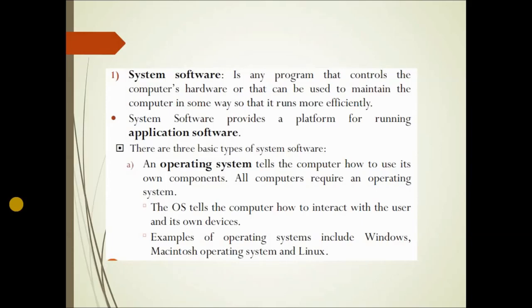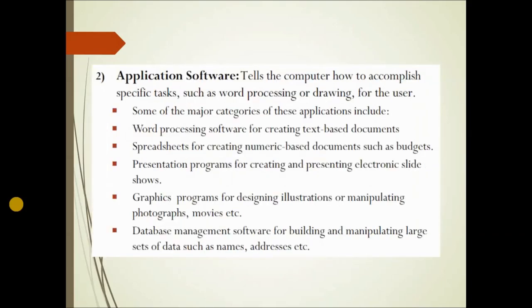After that, application software is coming. Application software is the software or program which is used to perform any application specific task. For different applications, different software is used. Application software tells the computer how to accomplish specific tasks such as word processing or drawing for the user. If you are going to edit a photo, then you use Photoshop, that is application software. That application is used to edit only photos.